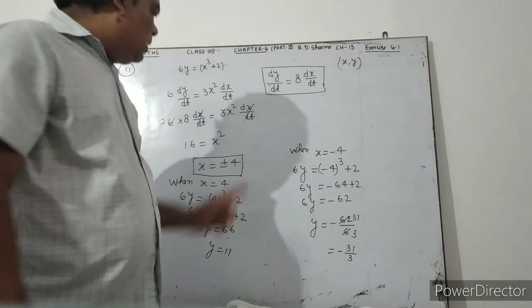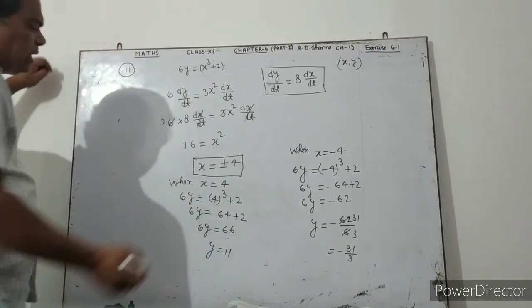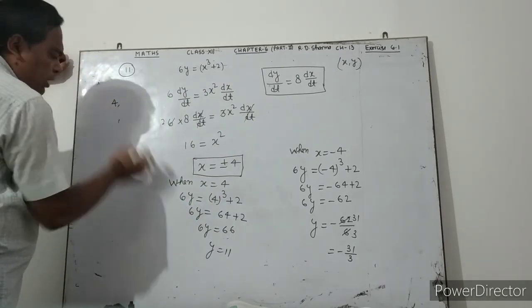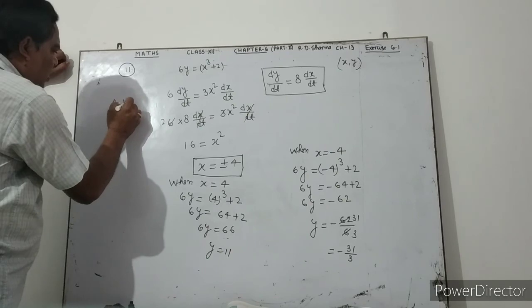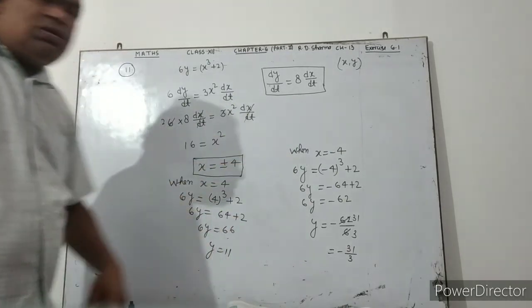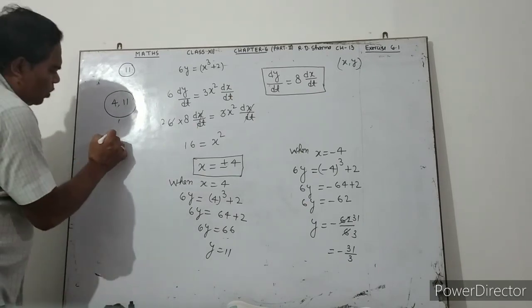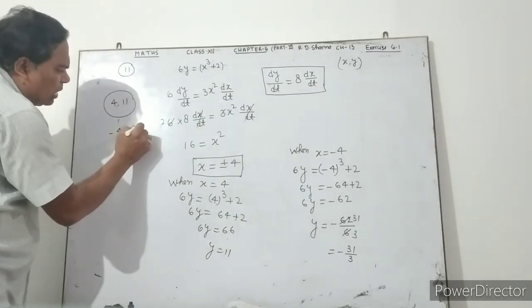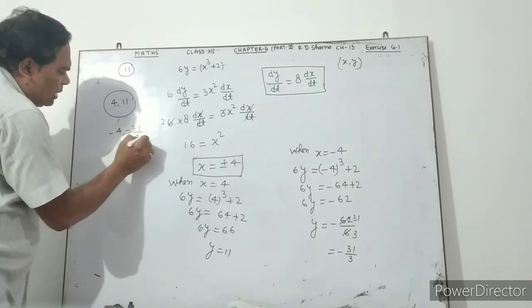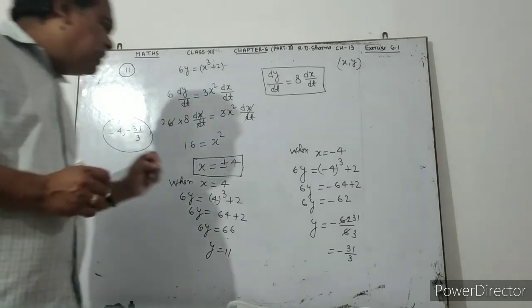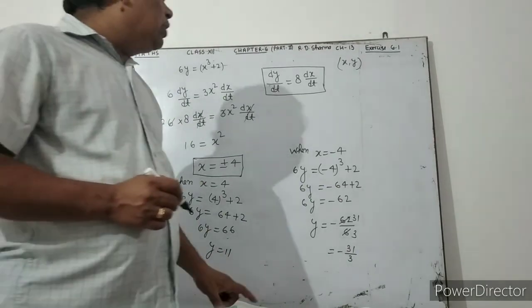Then the answer is: when x equals 4, y equals 11. This is the first coordinate. When x equals minus 4, y equals minus 31 upon 3. This is the second. Now these are the two coordinates. This is the answer.